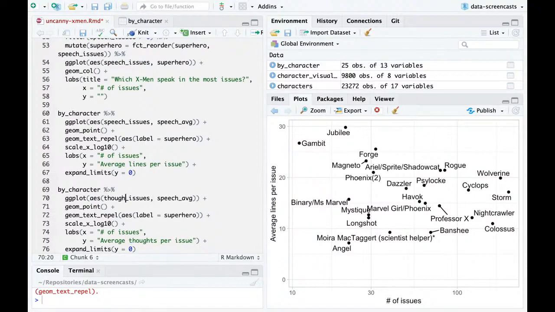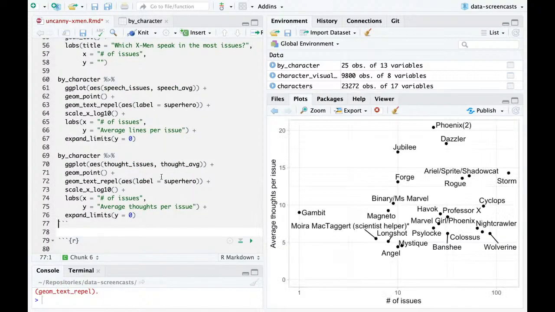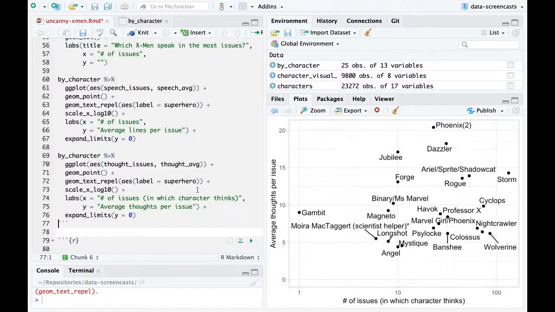What do other people think? Let's find out. Is it thought or thoughts? Looks like it's thought. All right, so here it's number of issues in which the character thinks. Okay. I don't know what Phoenix 2 is compared to Phoenix. All right, so Phoenix I assume is like Dark Phoenix, which is Jean Grey, Marvel Girl / Phoenix. Oh man, I don't know anything about this setup.